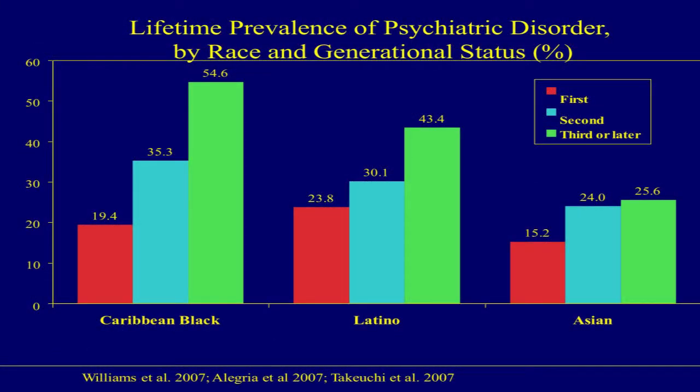So let's look at lifetime prevalence of psychiatric disorder as an example of this by race and generational status. For Caribbean Black, Latino, and Asian. First generation, so like myself. Second generation, my children. Third generation, my children's children. If you notice, the prevalence of psychiatric disorder increases across subsequent generations for Caribbean Black. The same for Latino, and even the same for Asian. It appears there's something about living in America that drives us crazy.